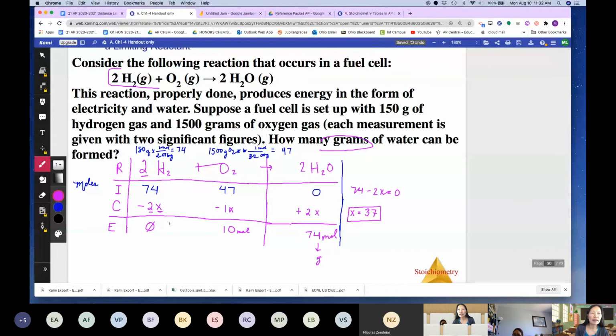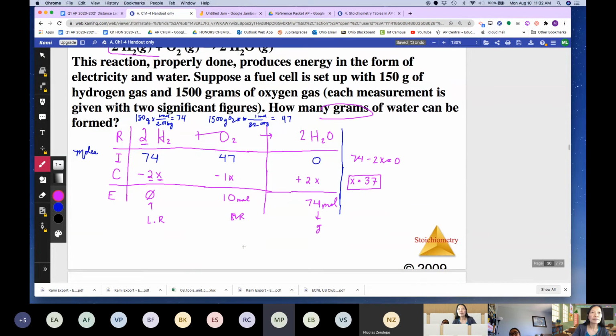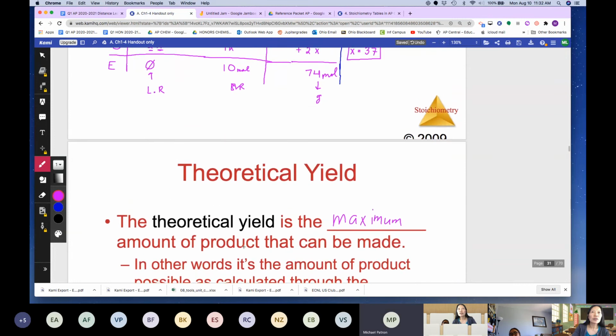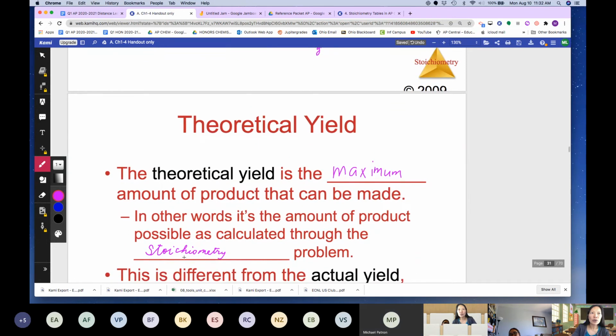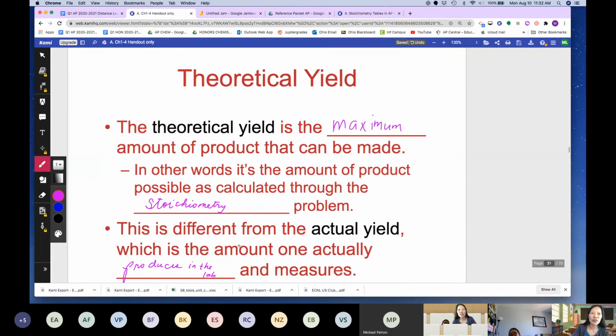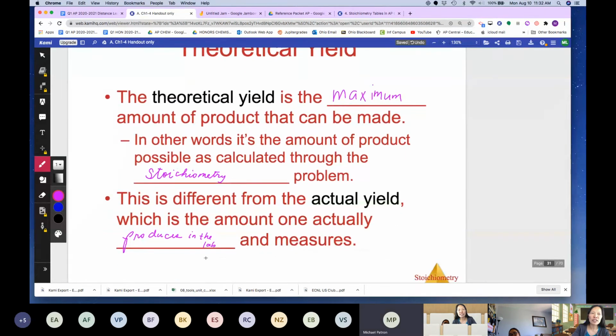Which is the limiting reactant then? Hydrogen. Yeah, whatever is 0, because it ran out. And this is the leftover, so it's excess. Theoretically, you should get 74 moles. That's called the theoretical yield, and that is what you get using stoichiometry. On paper, theoretically, you should get 74. But if you didn't get 74, let's say you only got 70, that's called your actual.